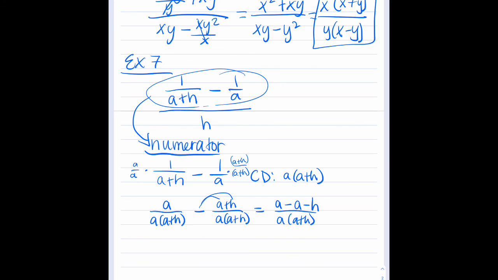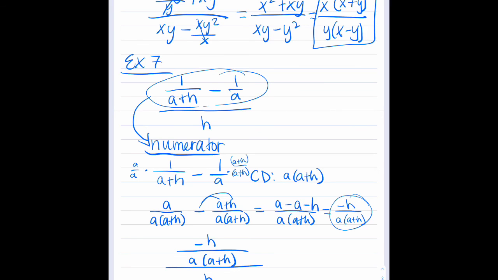Okay, so I'm going to simplify that right now just for ease in the future. a minus a is 0, minus h is negative h, and the bottom stays the same. So that's my new numerator. Then I'm going to put that back over here with my entire fraction, so I'm going to put everything back together. My numerator is now negative h over a plus h, and my denominator is just h.